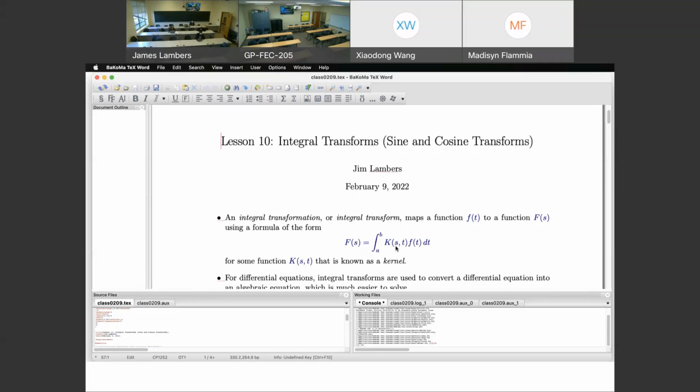What we have here, our input is a function little f of t, and then we multiply this by this function k of s,t, which is called a kernel. The kernel depends on t, but it also depends on this other parameter s. Now we evaluate this integral over some specified domain, interval a b, which might be infinite. The result of this integral with respect to t is a function of the remaining parameter s. So this whole expression is a function of s, and that's called the transform. We're saying that capital F of s is the transform of little f of t.